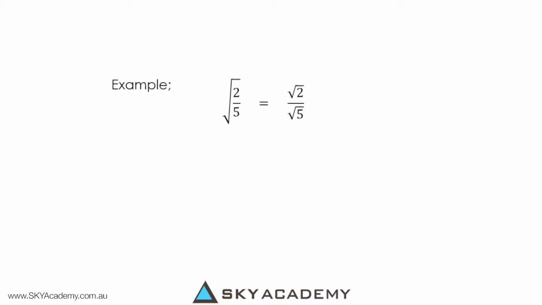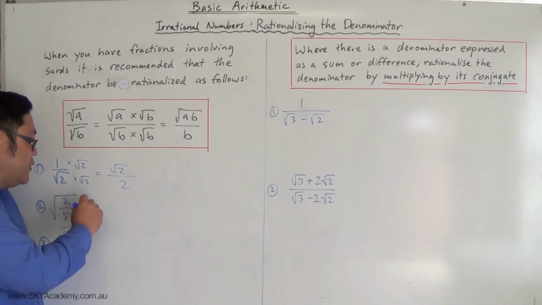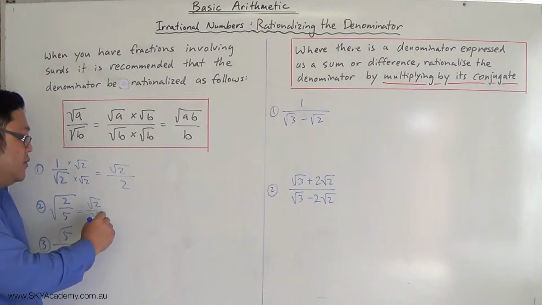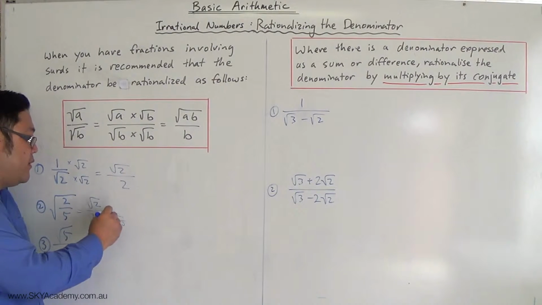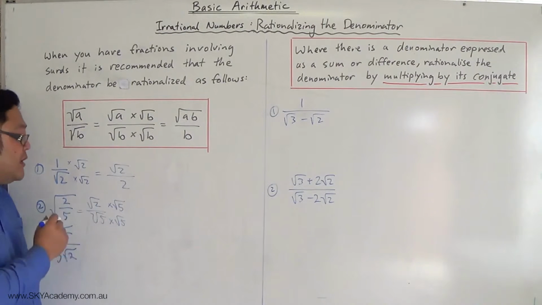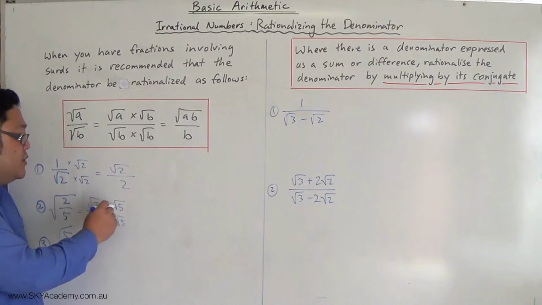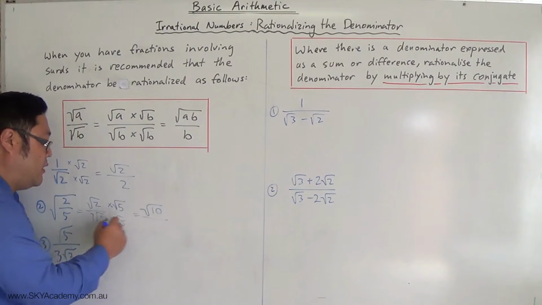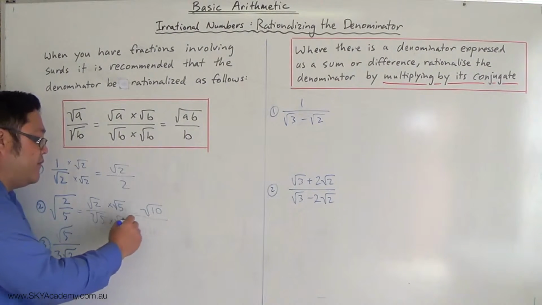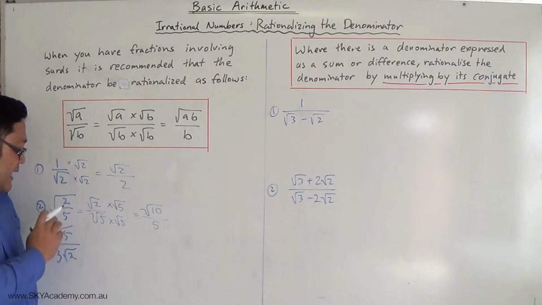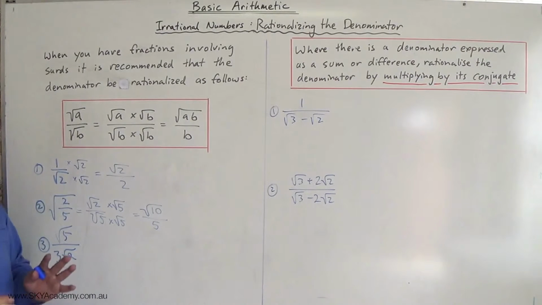The square root of 2 on 5. Now, the square root of 2 on 5 is the square root of 2 on the square root of 5. And what we can do is multiply the bottom by the square root of 5, and we need to do the same thing on the top to keep the fraction equal to itself. Square root of 2 times the square root of 5 gives you the square root of 10, all on square root of 5 times square root of 5, which is 5. Does that make sense? The last one I'm going to do is slightly different.